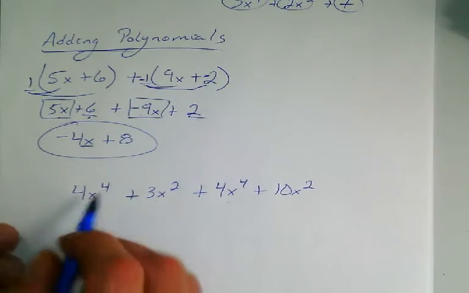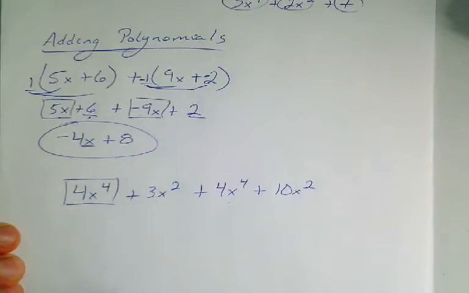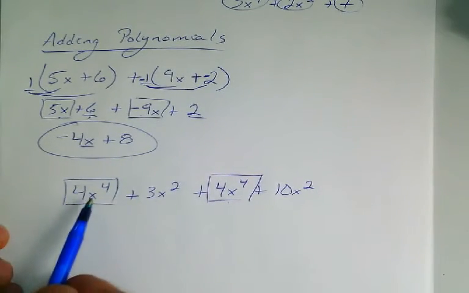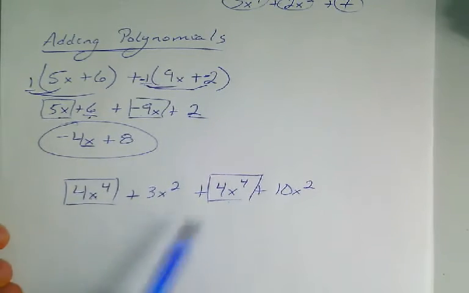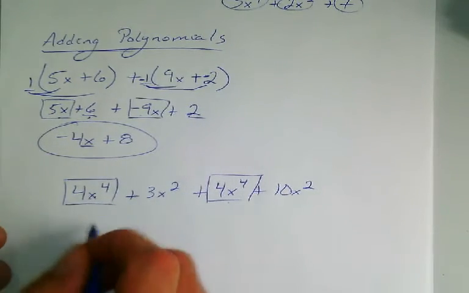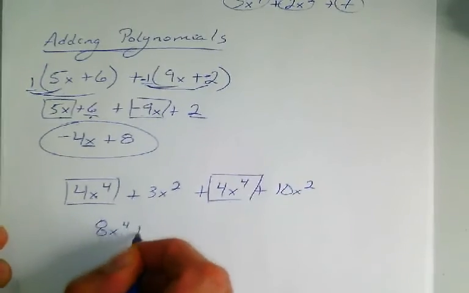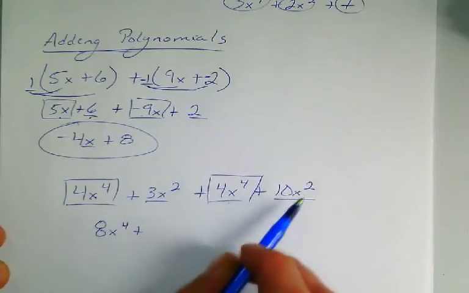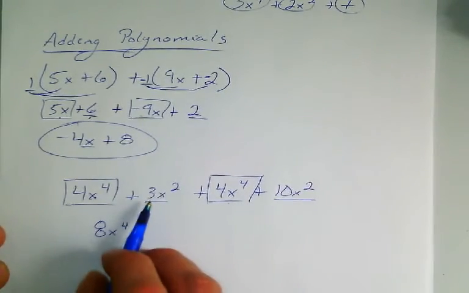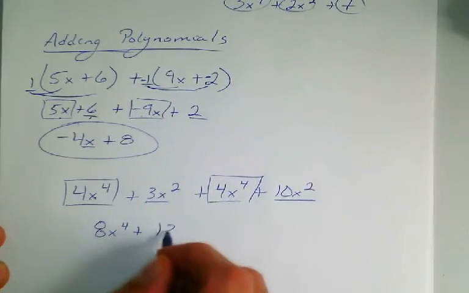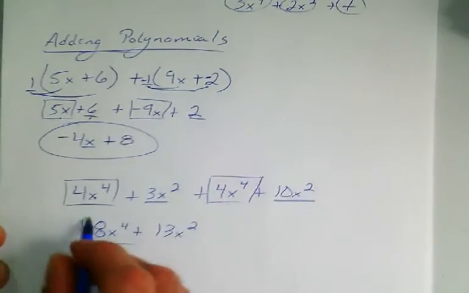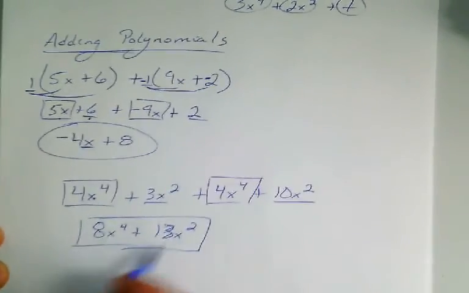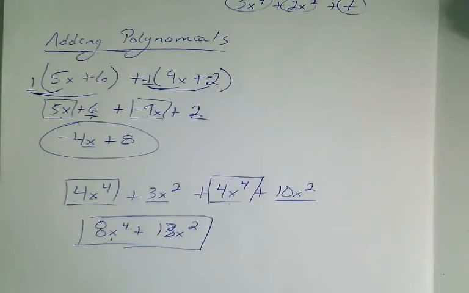I am going to combine 4x to the 4th with 4x to the 4th over here, because they have the same variable with the same exponent. They're like terms. So that becomes 8x to the 4th plus, now 3x squared goes with 10x squared because they have the same exponent, same variable. 3x squared plus 10x squared is 13x squared. That's as far as I can simplify here, because x to the 4th and x squared don't have the same exponent, so we can't consider those like terms.